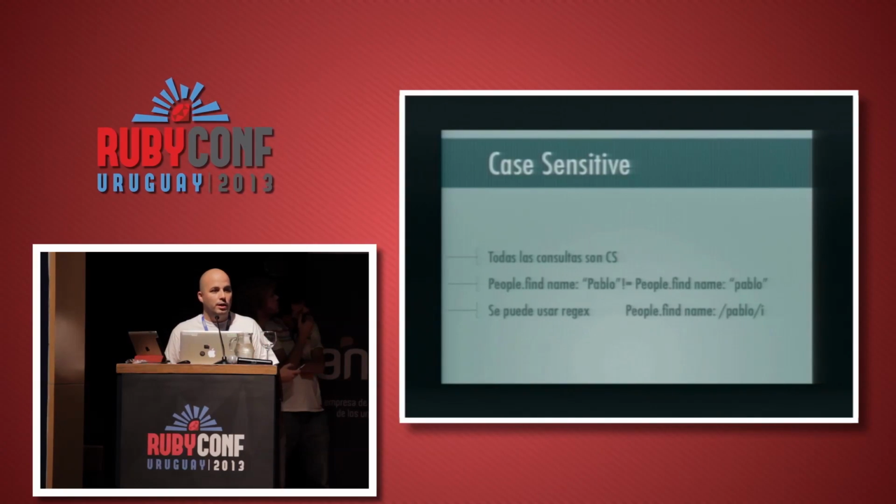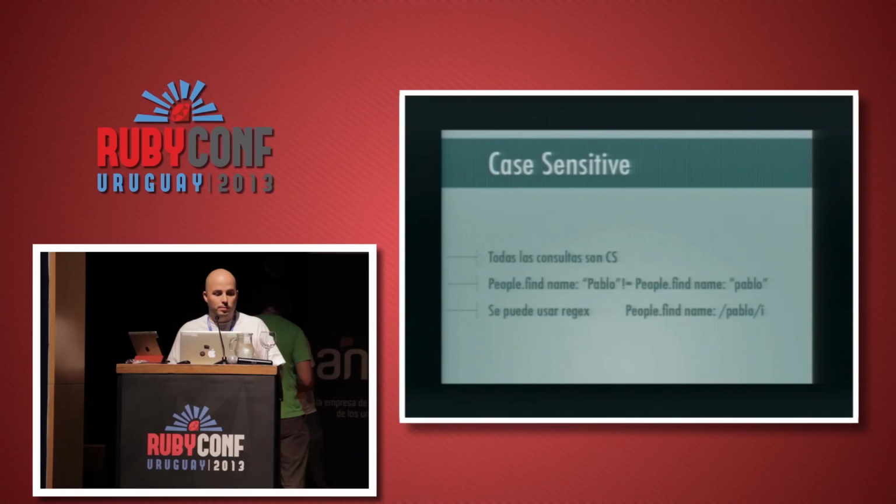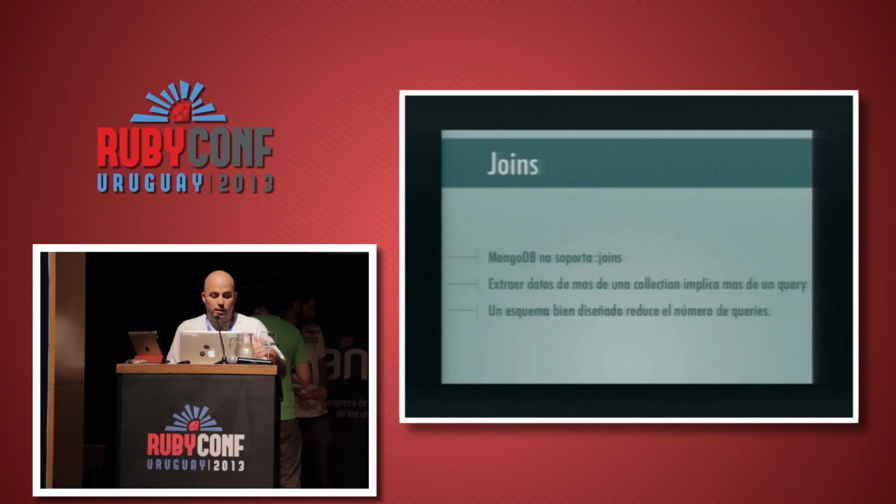MongoDB is case-sensitive because all the queries you do are case-sensitive. For example, if I look up the name with uppercase, it's not the same as with lowercase. You can use regex if you want, but this is a bit slower. So my advice is to be sure to save the data so that you can retrieve them afterwards. And especially for full text search, we recommend using something external to MongoDB.